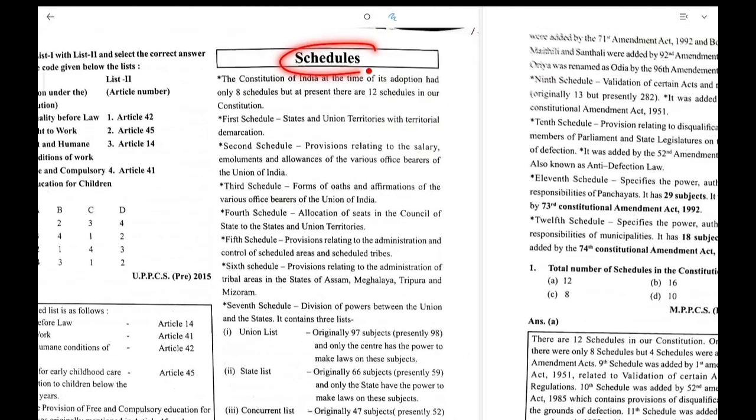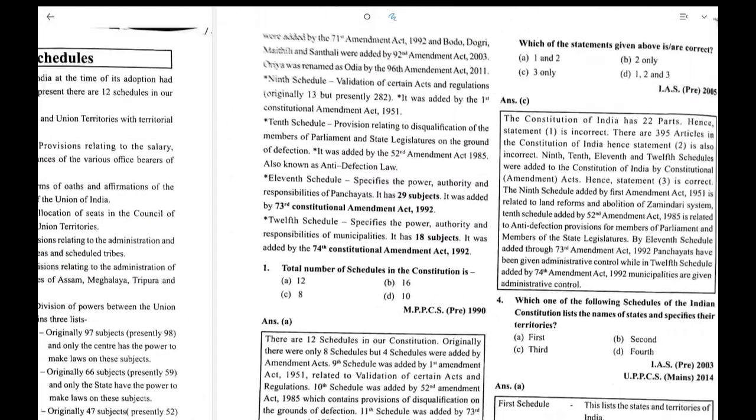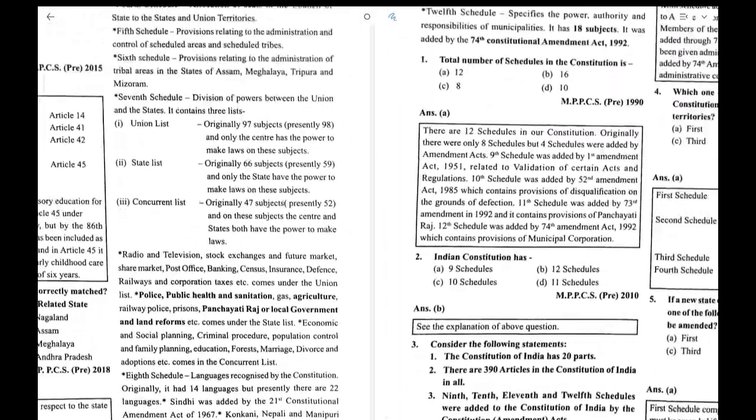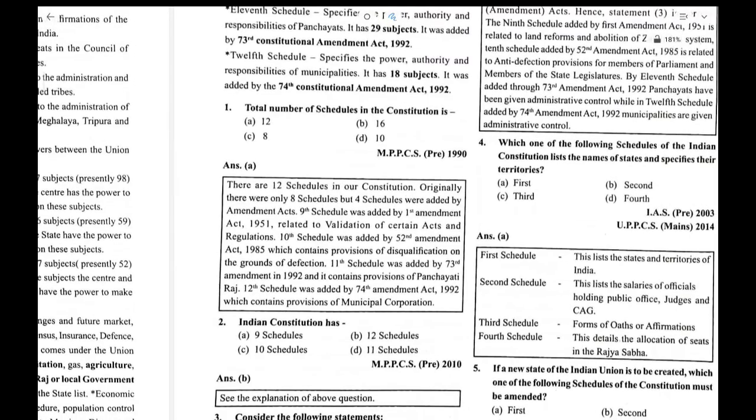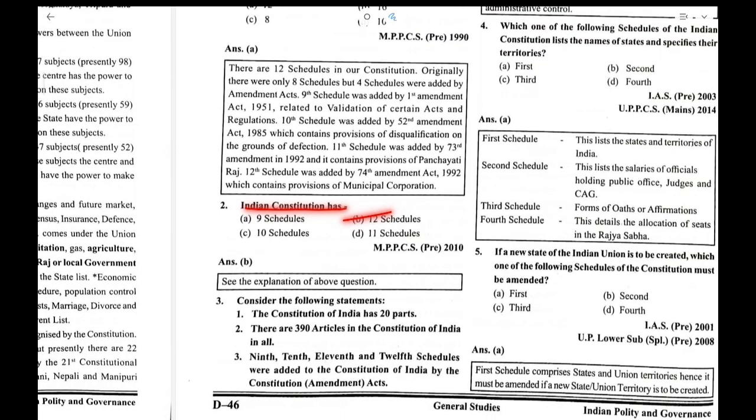Now, let's look at the chapter on schedules. The Constitution provided for 8 schedules originally, but now there are 12 schedules. Okay. So the total number of schedules in the Constitution is 12. The Indian Constitution has 12 schedules.